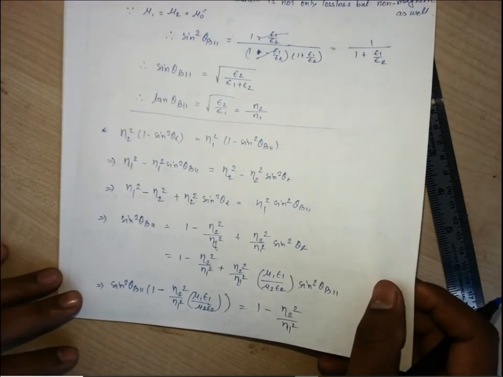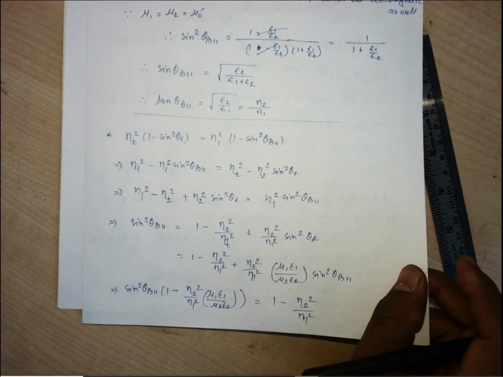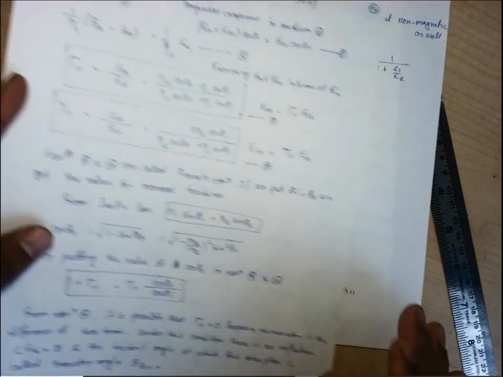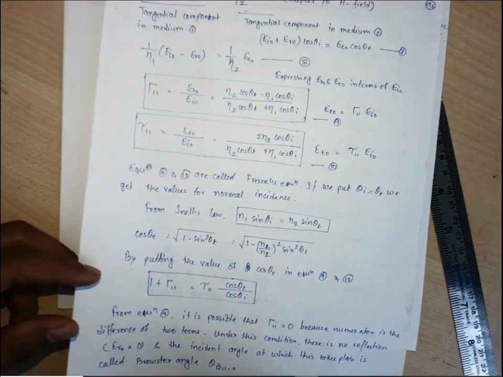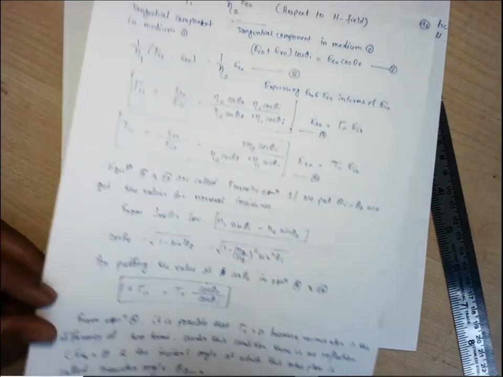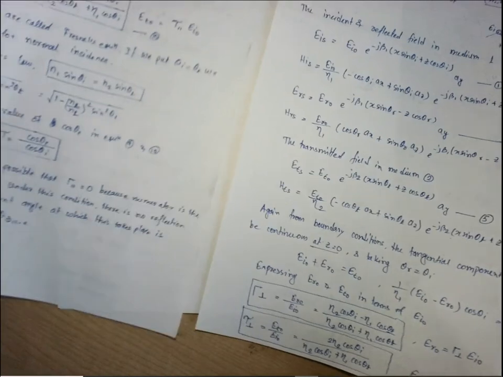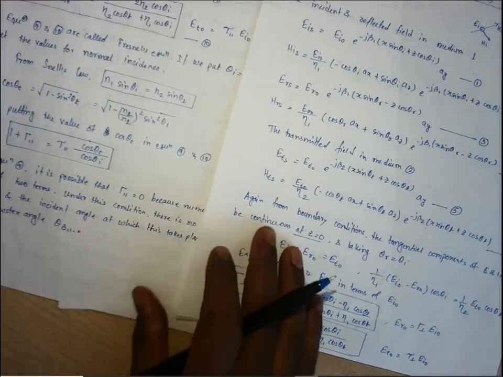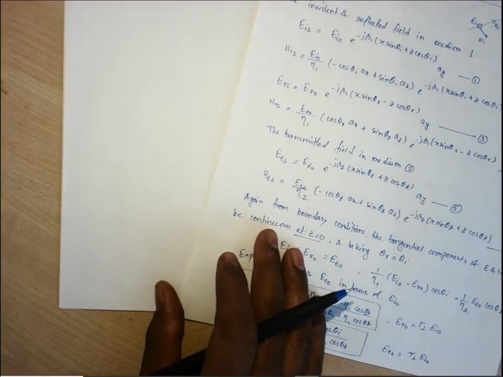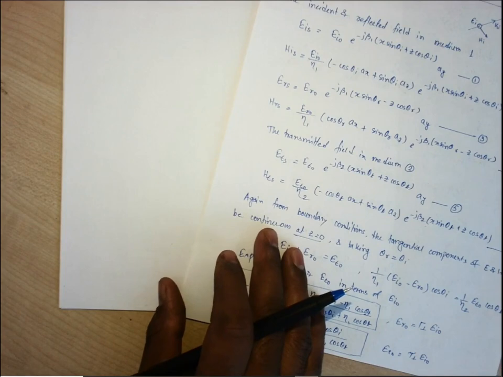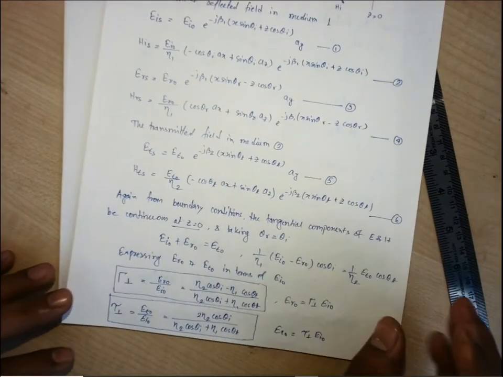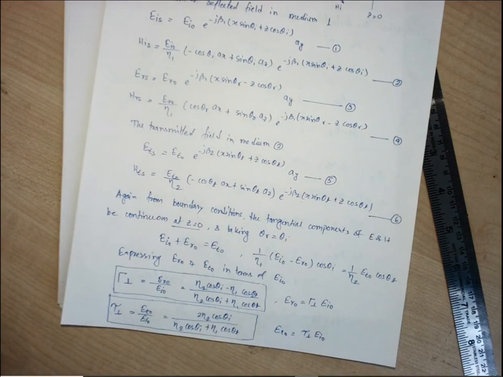So for the parallel polarization, we have these formulas, expressions for the reflection coefficient and for the transmission coefficient. Now these are the expressions for the perpendicular polarization. Okay. Here also we can say 1 plus the reflection coefficient is the transmission coefficient.